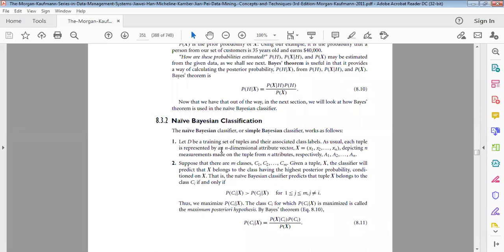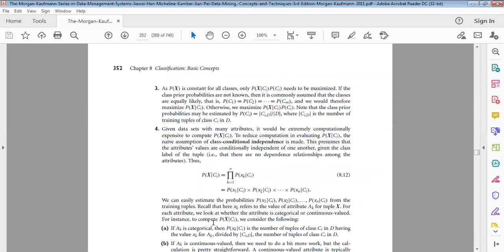That is, P of H given evidence X is equal to P of evidence X given the hypothesis H, into the probability of H, divided by the probability of the evidence, that is P of X. So based on that, here you can apply: the probability of Ci given X is equal to the probability of X given Ci times the probability of Ci, divided by the probability of the evidence. That is the Naive Bayesian classification.